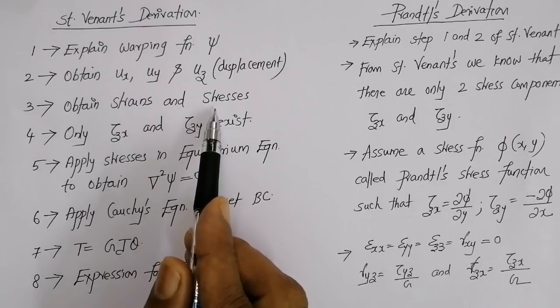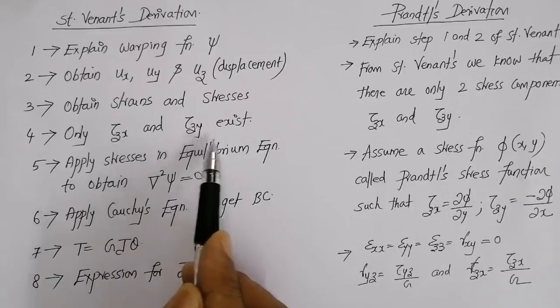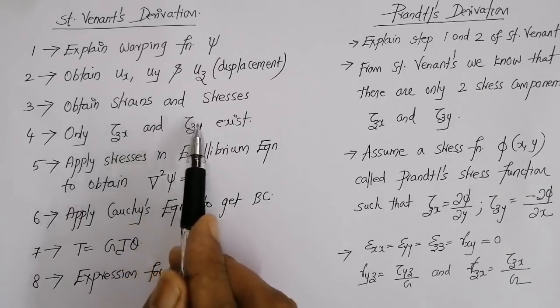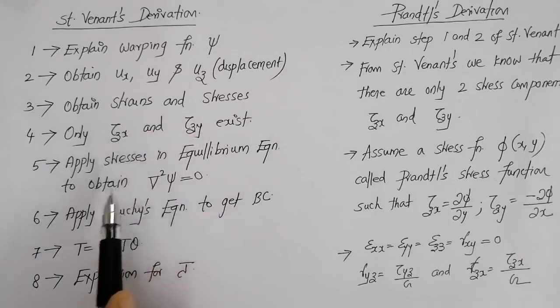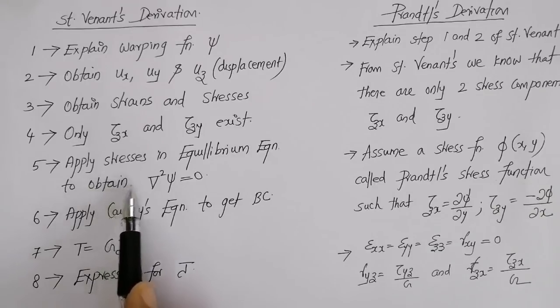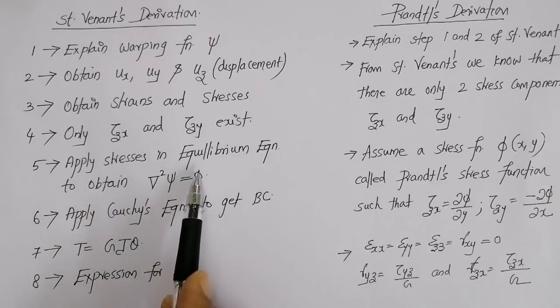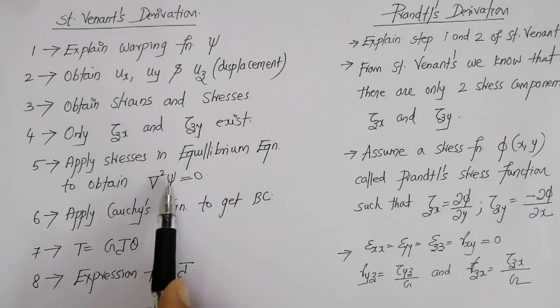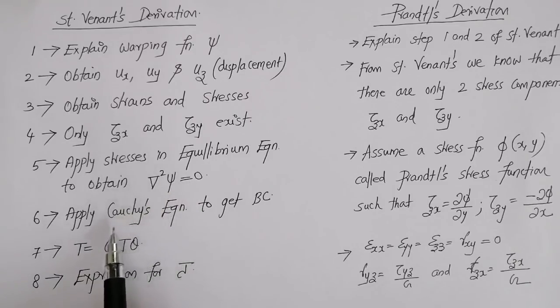The first four components are 0, only tau zx and tau zy exist. You have to learn the expression for tau zx and tau zy also. And after that we are proceeding into the equilibrium equation. In the equilibrium equation, there are three equations, equations 1 and 2 vanish, and the third equation will give del square psi equal to 0, which means that the function psi is harmonic. Now we will proceed to Cauchy's equation.